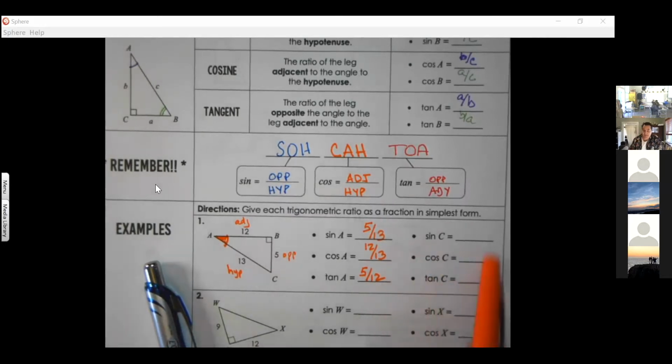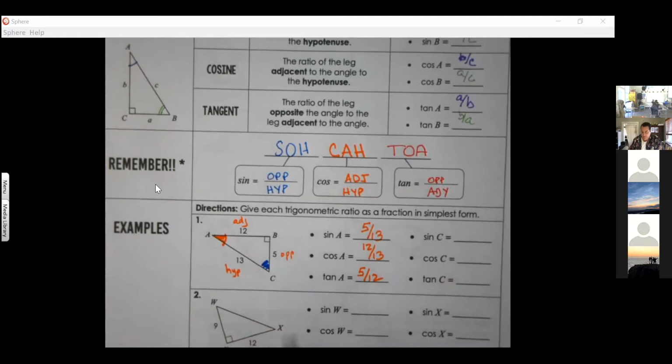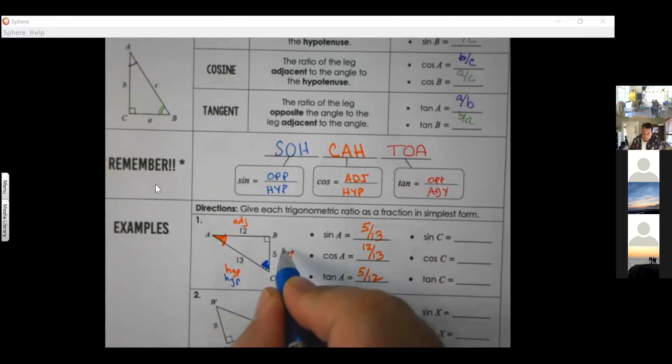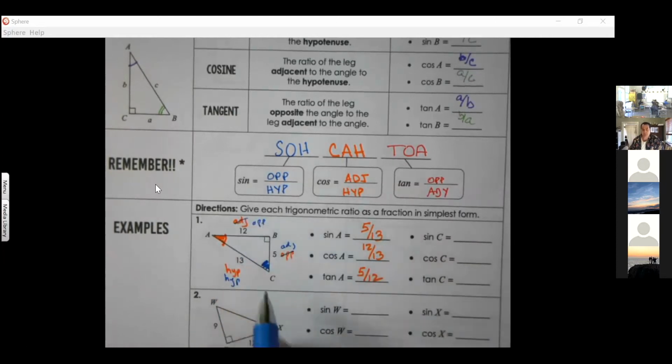Okay, I'd like you to try this one, please. Please do this row yourself. What's going to change is that now your perspective is from C. And while the hypotenuse will remain the same, this will no longer be an opposite side. This will now be the adjacent side. And this will now be the opposite relative to angle C. Please fill in sine of C, cosine of C, and tangent of C.